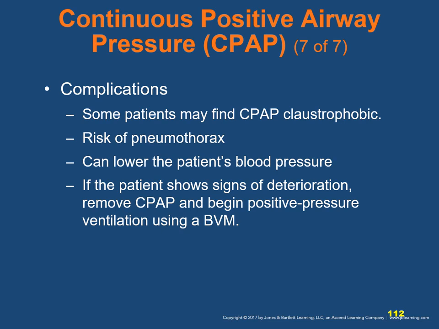There can be complications from a CPAP. Some patients may find CPAP claustrophobic and resist application of the mask. You have to coach patients through the process rather than forcing the mask on them. Due to the high volume of pressure created by CPAP, pneumothorax is a risk. High pressure in the chest can lower the patient's blood pressure. If the patient shows signs of deterioration, remove the CPAP and begin positive pressure ventilation using BVM attached to high-flow oxygen.